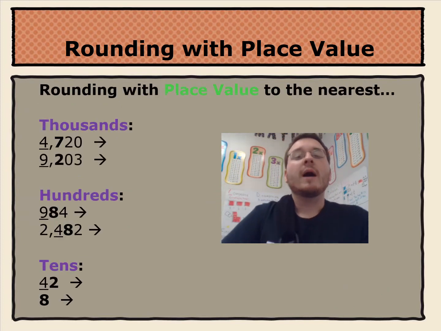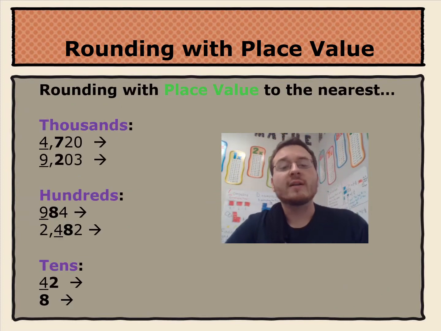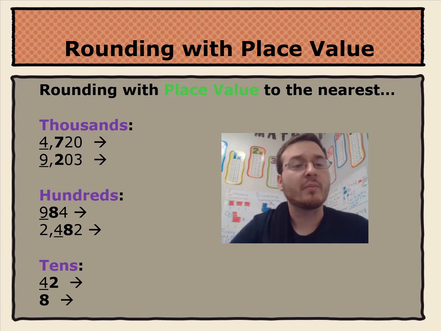Now, I want you to round with place value and try to solve these 6 problems. Remember, the bolded number is your guide and the underlined number is the number you're rounding to. So take a minute and pause it if you need to, or work through it. Here you go.